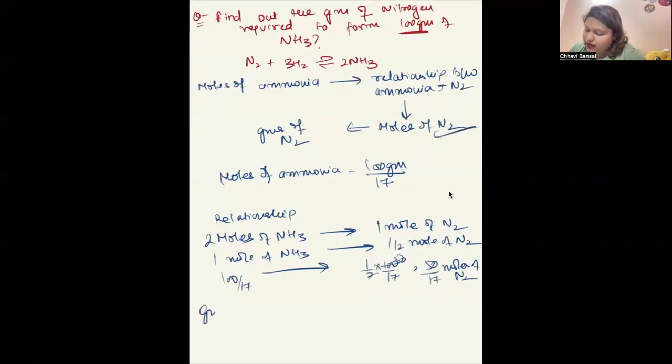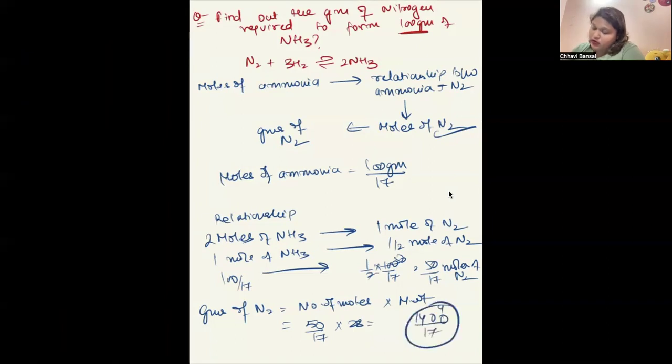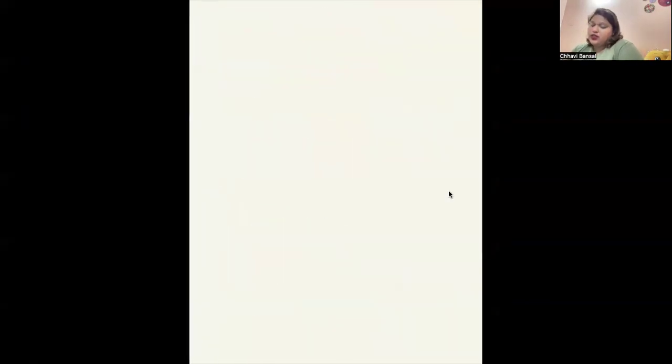Now it's grams of nitrogen. So grams of nitrogen is number of moles multiplied by molecular weight. So it's 50 by 17 multiplied by, what is the multiplier? 28. So it will become this much grams. We can do the calculation. Okay. Easy. Let's see when there is volume given. Okay. Let's do that way.